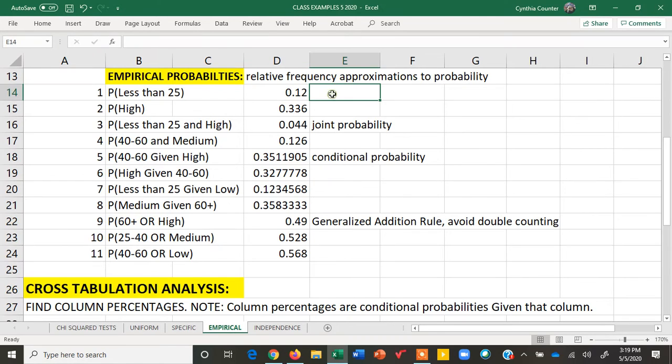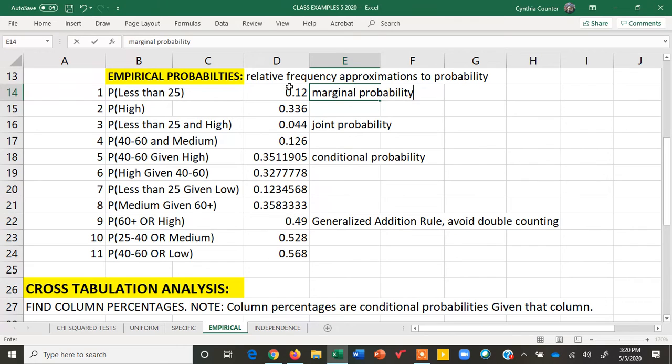These are marginal probabilities, which are simply probabilities based on one of the categories, either a single row category or a single column category. Then the joint probabilities, which contain and, and so are intersections of a row and a column. So the numerator is an intersection.